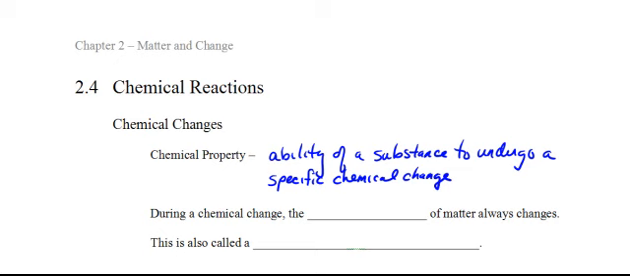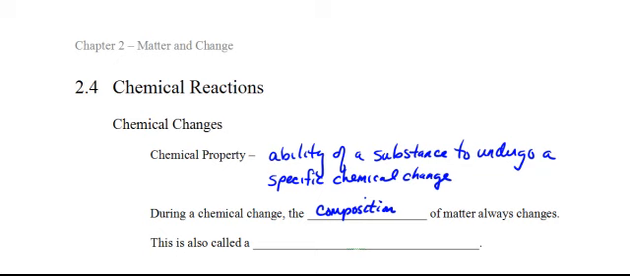We'll get into various chemical properties as we go throughout the course. I could give you a bunch of different chemical properties, but since we don't know what those reactions are at this point, it'd be going in one ear and out the other. But here's the deal. During a chemical change, the composition of the matter always changes. Always. If it doesn't change, it's just a physical change. But during a chemical change, the composition of matter must change.